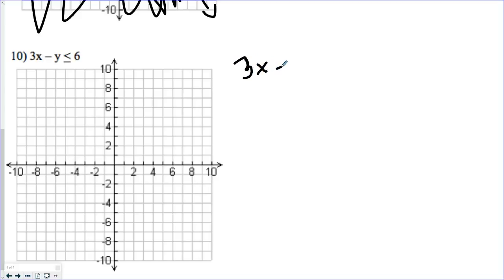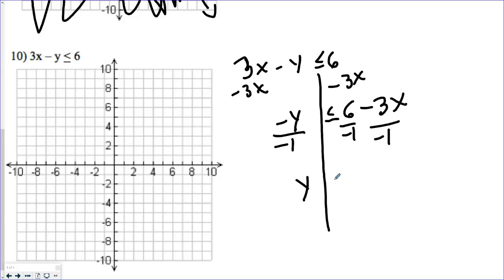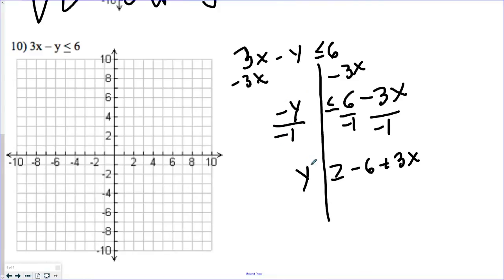3x minus y less than or equal to 6. Again, gotta get y by itself, so subtract the 3x. You get negative y less than or equal to 6 minus 3x. Then I don't want negative y, I want positive y. So I'm going to divide by negative 1, divide by negative 1, divide by negative 1, and that's going to flip my symbol here. So negative 3x becomes plus 3x, positive 6 becomes negative 6, all that good stuff. So again, that didn't happen here because I was dividing by a positive 2, but because I'm dividing by a negative 1, that happens. So now I need to graph this.